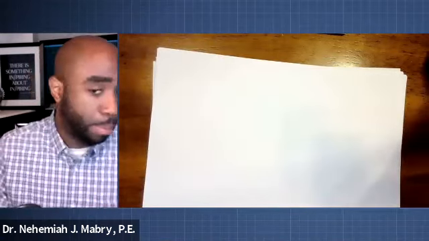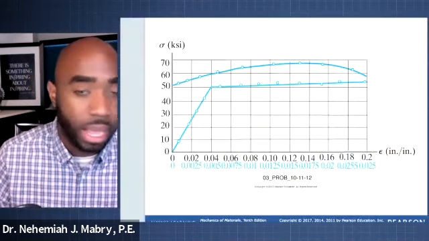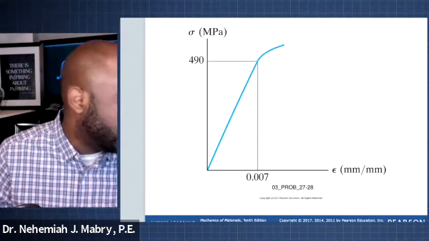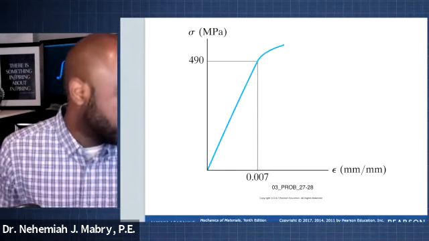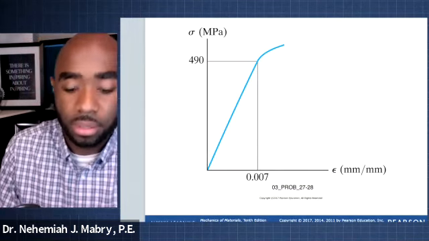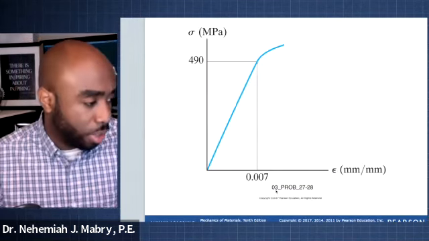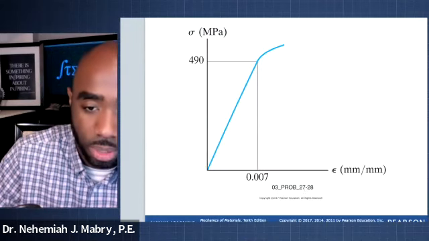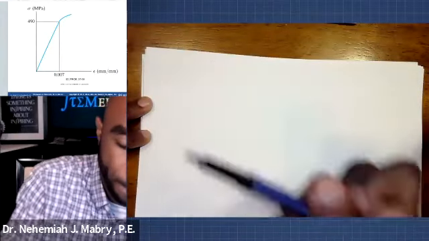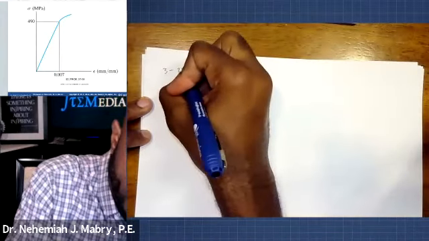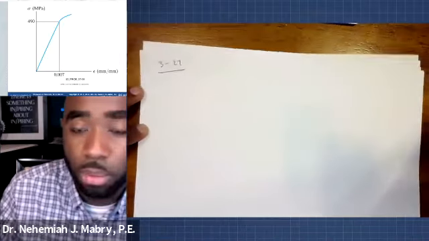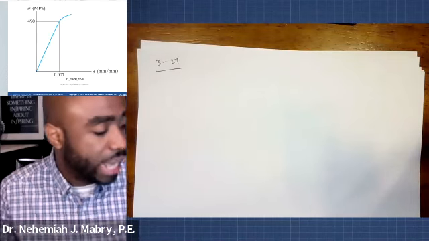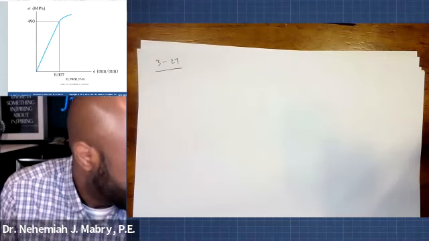And that particular example, I'm going to put the image on the screen right now. It is image right here. And it has the problem statement 3-27. In case you're all ever curious, there's 3, there's 27. So just to write it on the screen, 3-27. That's the problem we're doing, 3-27. And here's what the problem statement says. It says the elastic portion of the stress strain diagram for an aluminum alloy.